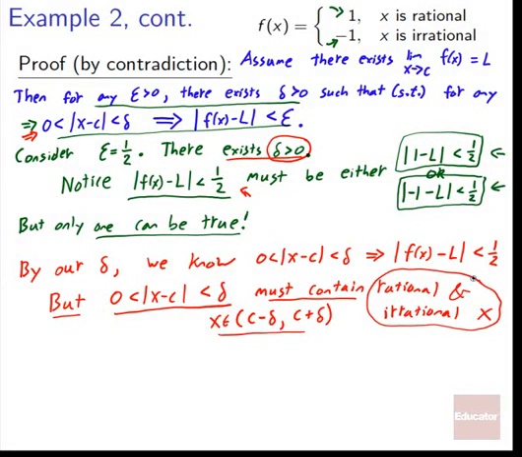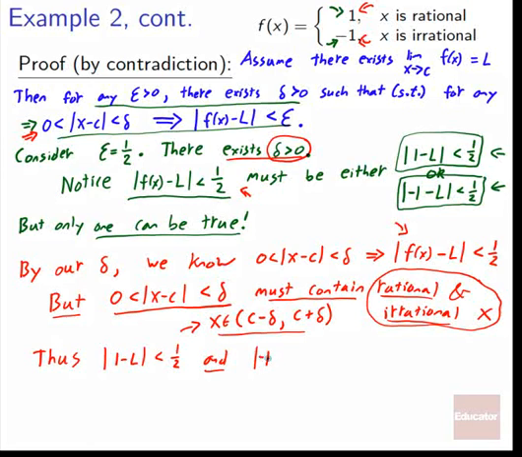So if it contains both rational and irrational x values, we know our f of x, because it has to be true for any x in this interval, and since we contain both rational and irrational, we now have 1 and negative 1 popping out of our f of x. So thus, the absolute value of 1 minus L is less than 1/2, and the absolute value of negative 1 minus L is less than 1/2 must be true simultaneously.